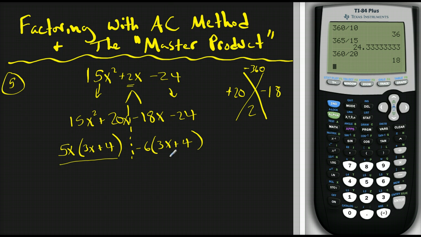So now my left term and my right term share a common factor of 3x plus 4. And when I factor it out, I am left with a 5x minus 6. And I have factored it.